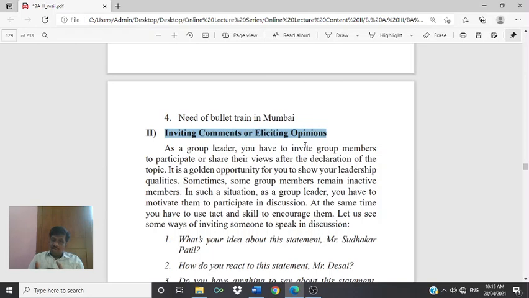Then, as a leader, you have to ask others to participate in the discussion. It is not necessary that you should go on speaking all the time. It is not your personal speech. It is in fact a group discussion, and in a group discussion you should respect others' opinions. You should ask them about their opinion, consider their opinion, and modify your opinion while considering others' opinions. That is called a group discussion.